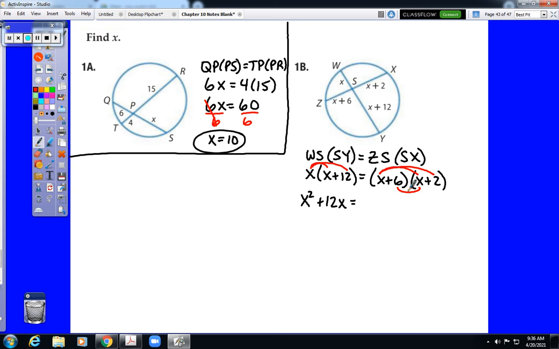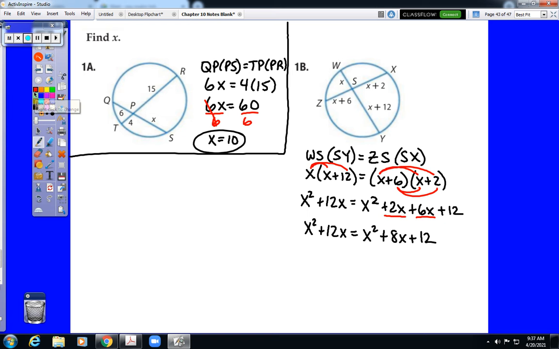So we would do x times x, which would be x squared. X times 2 would be 2x. 6 times x would be 6x. 6 times 2 would be 12. We would then combine like terms, just like we did on the last page. 2x plus 6x is 8x. So we have x squared plus 12x equals x squared plus 8x plus 12.